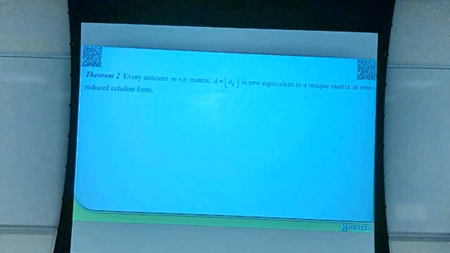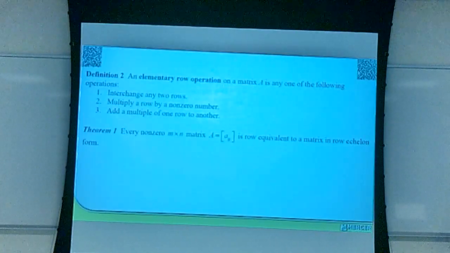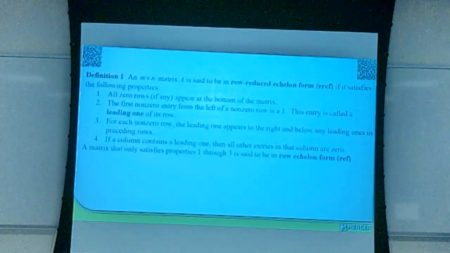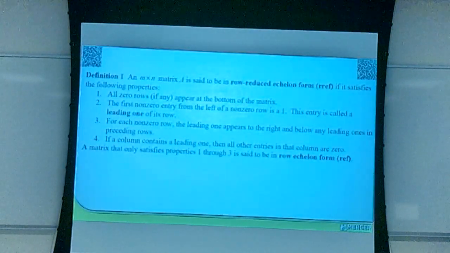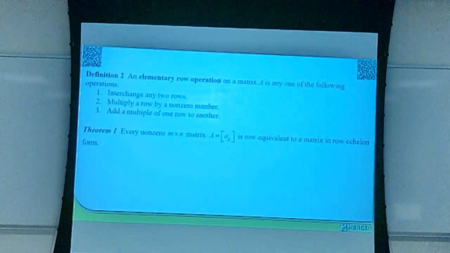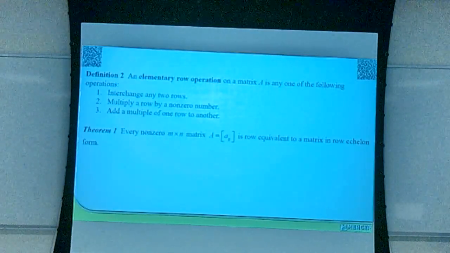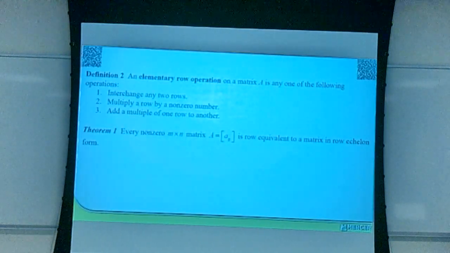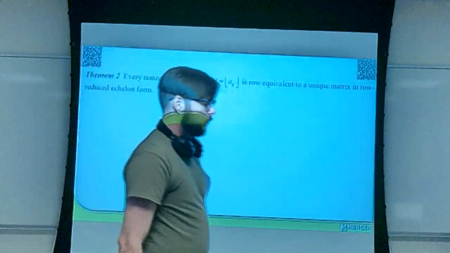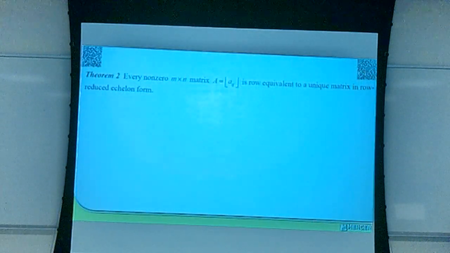I'll cut off too much there. Furthermore, that's row echelon form. There's also row echelon form. Right, so every matrix is row equivalent to a matrix in row echelon form, which is not necessarily going to be unique. However, every matrix is going to be row equivalent to a unique matrix in reduced row echelon form. That's key.